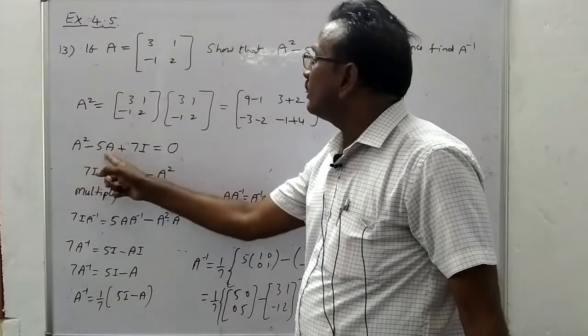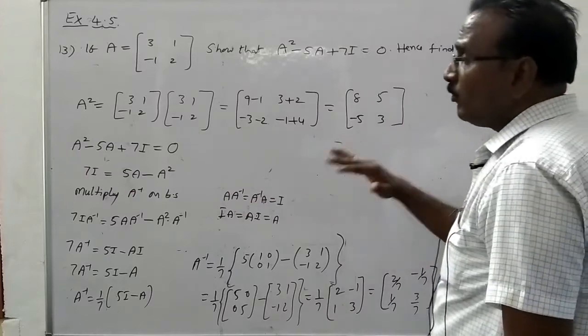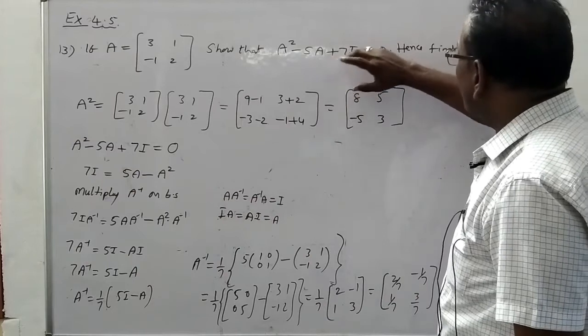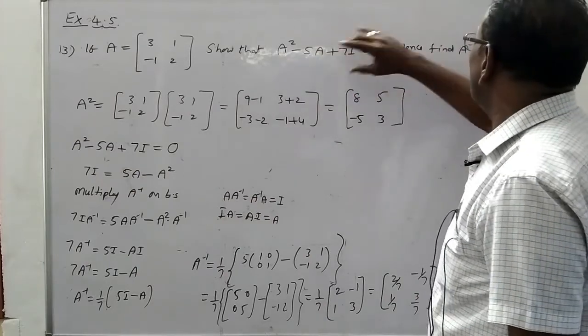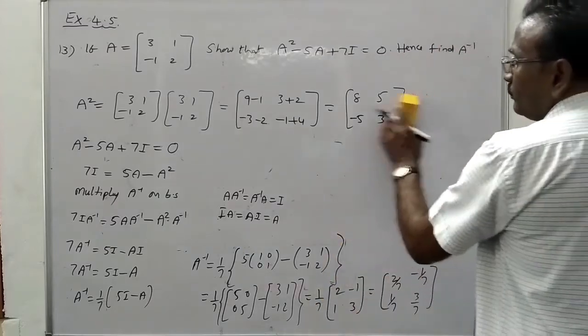Using this equation, A square minus 5A plus 7I is equal to 0. So this is the method: first show that this equation is true, and hence, using this equation, find the inverse of the matrix. So this is the method.